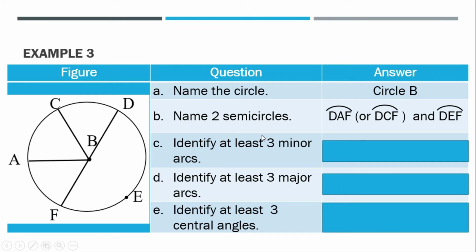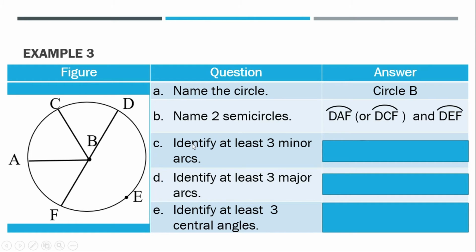Ayan. Nakuha? Next is, let's identify at least 3 minor arcs. So, ang minor arcs naman ay mas maliit kaysa sa semicircle. Okay? So, pwedeng arc AD. So, ang pagpangalan ng minor arc, 2 letter lang. Kung ang semicircle, 3 letter, ang minor arc, 2 letter lang. So, pwedeng arc AD, arc AC, arc CD, arc DE, or arc FE. Ayan, kasi nga, less than the semicircle lang sila.